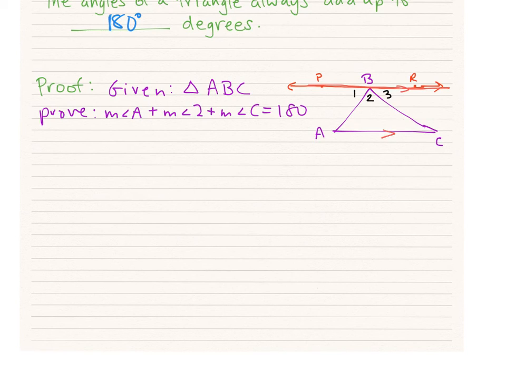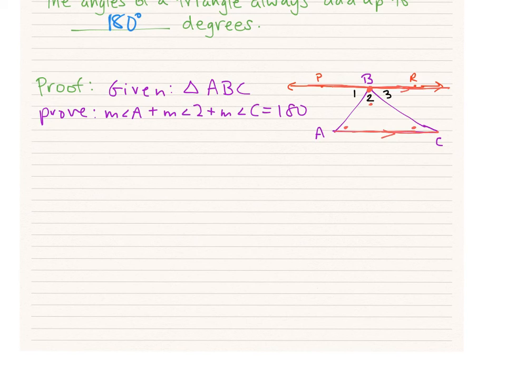So if you just create a parallel line through a vertex and then parallel to one of the sides, the side opposite that vertex, and you're given that this is a triangle and this is a parallel line to this one side, you want to prove that these three angles, measure of angle A, measure of angle 2, and measure of angle C add up to 180.